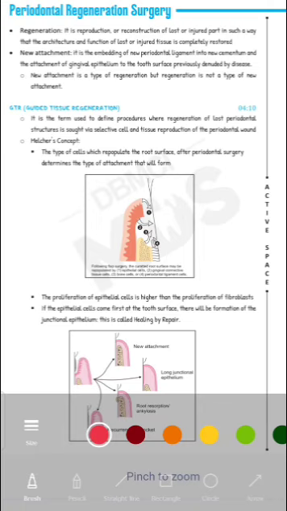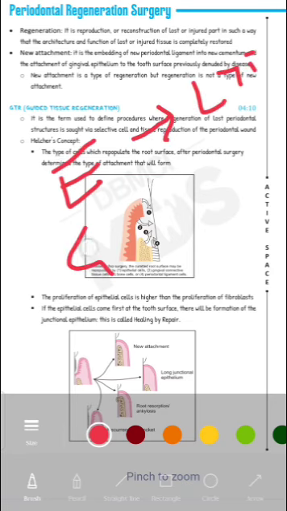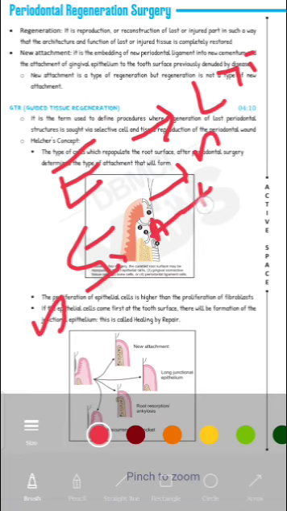So is it able? Epithelium will result in long junctional epithelium. Gingival connective tissue will result in pocket recurrence. Bone cells will result in ankylosis and root resorption. Periodontal ligament cells will result in new attachment. This is what we want, because ligament means perfect. Reattachment. Okay, what is reattachment? No new tissue, all tissue simply rejoins.